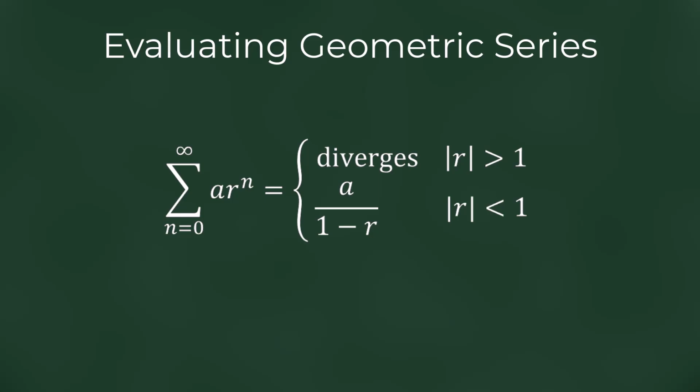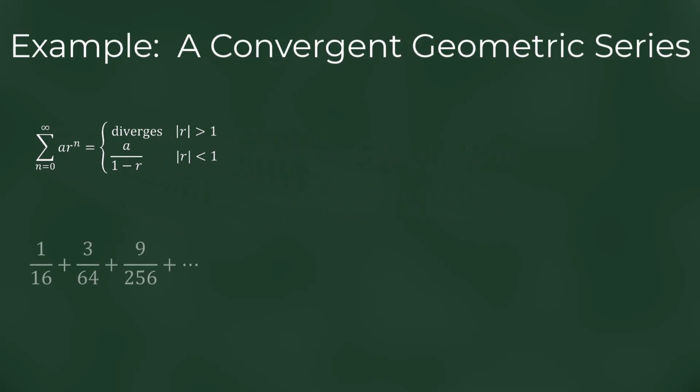Since the value of a geometric series is equal to the limit of its partial sums, we now have this formula. The sum from n equals 0 to infinity of a times r to the n is going to diverge when the absolute value of r is greater than 1, but it will be precisely equal to a over 1 minus r when the absolute value of r is less than 1.